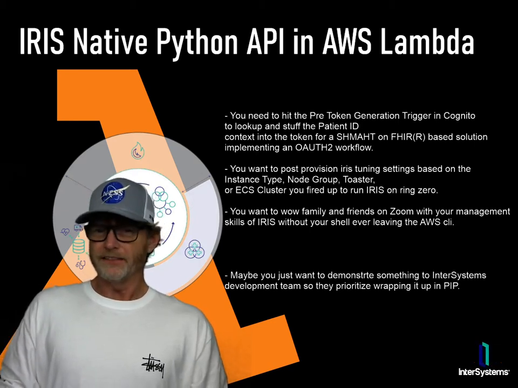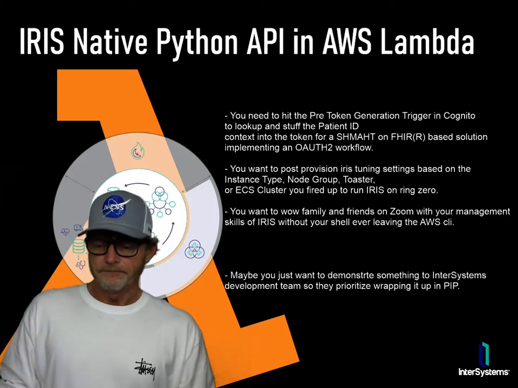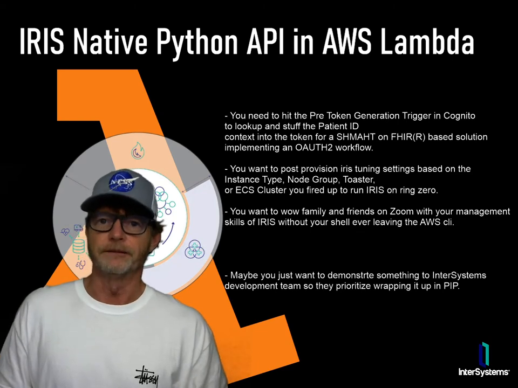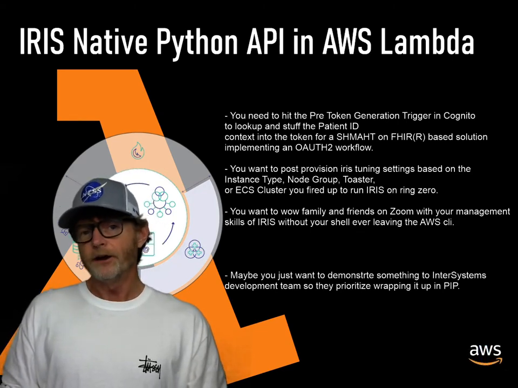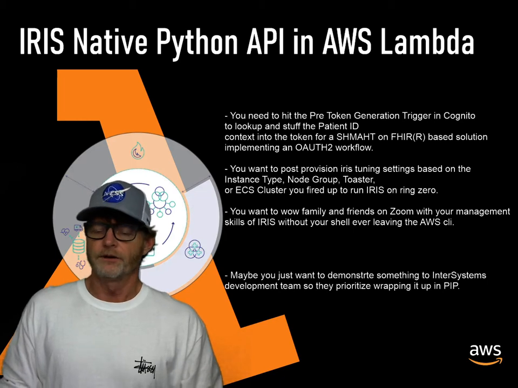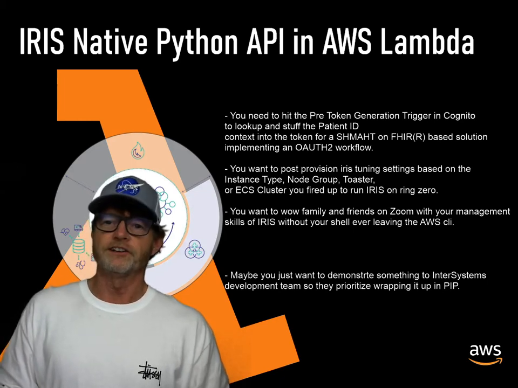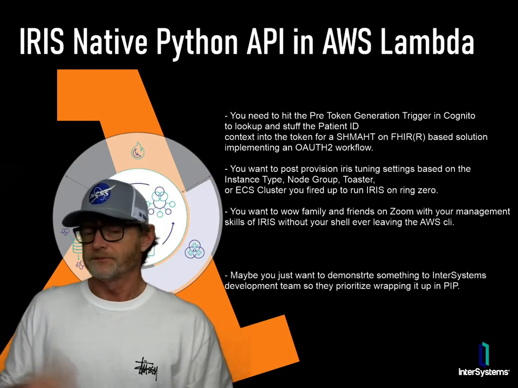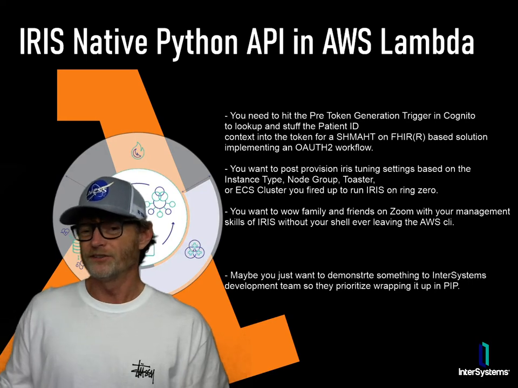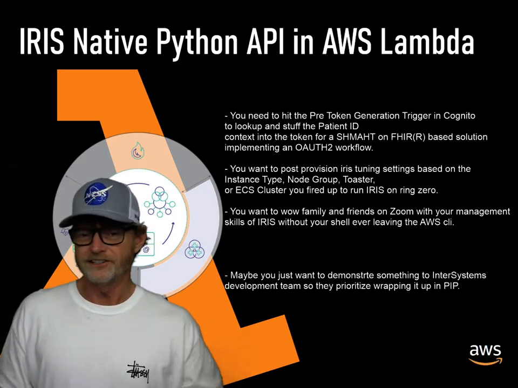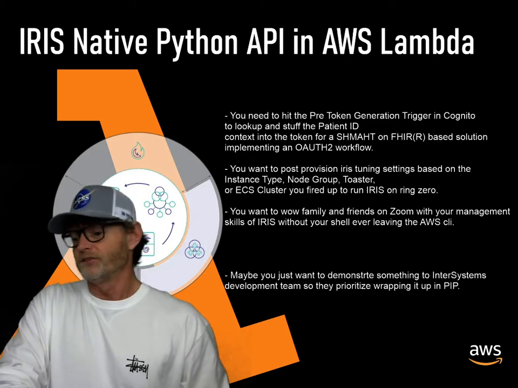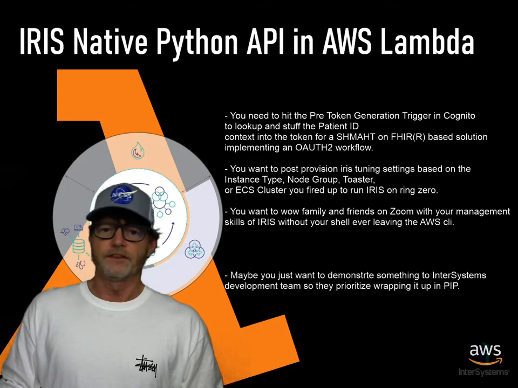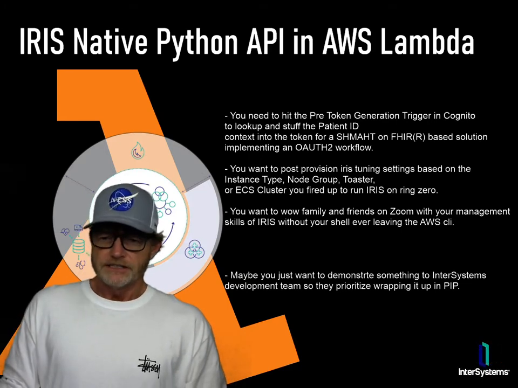First of all, if you're doing anything with SMART on FHIR, you'll soon get to a part where you need to manipulate the JWT token. And if you're using AWS Cognito in particular, you need to hit one of the triggers. One of the ones you want to hit is the pre-token generation. Now in that method, you do want to reach out to IRIS, possibly do an intelligent lookup to return the patient ID, or the FHIR ID or whatever resource ID, so you can map the identity ID that's coming in to the one that's in IRIS, so that when you pass the context, it launches under the correct patient in that merge.